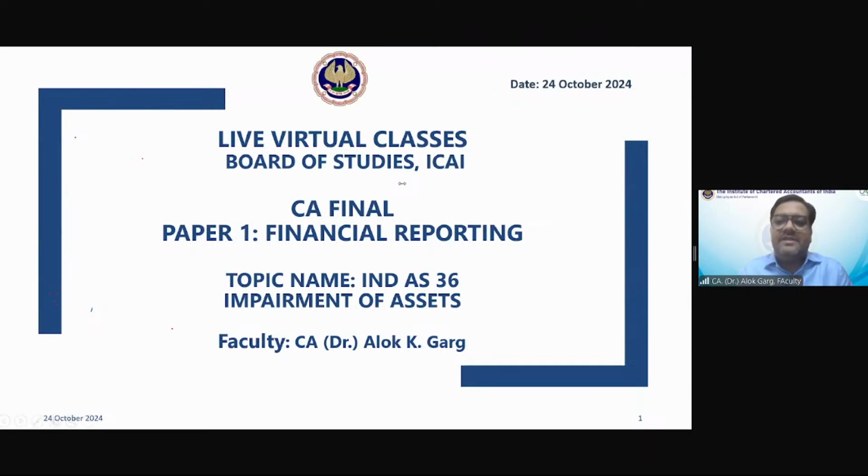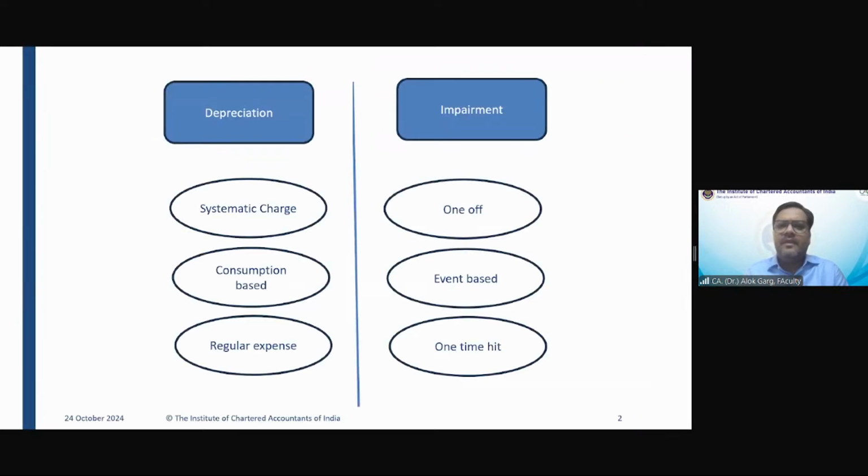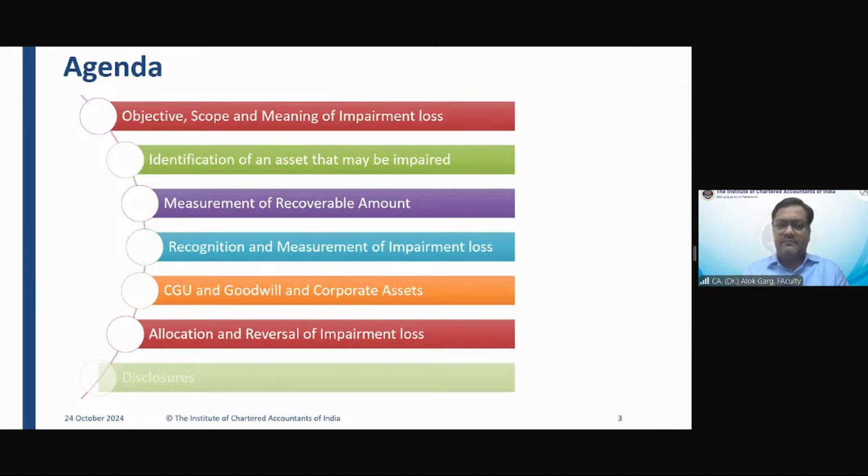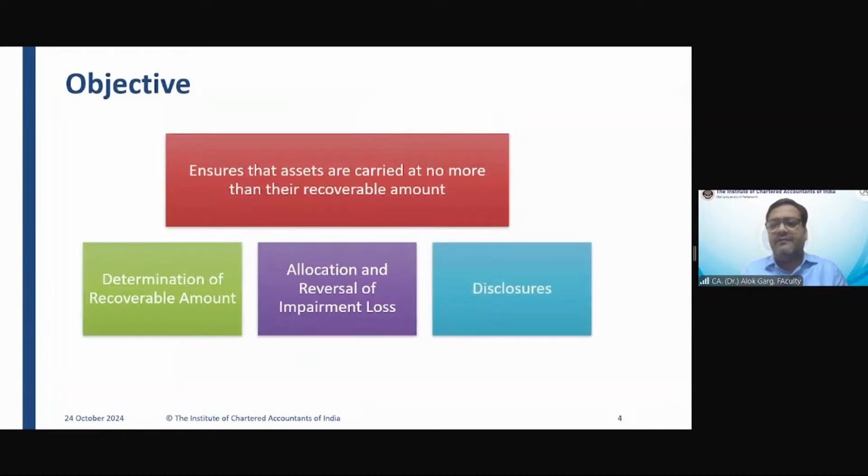So students, we started this standard on the 20th, and we discussed a few concepts like what is depreciation and what is impairment, and how impairment is different from depreciation. We discussed that impairment is a one-off activity which is event-based, and it is a one-time hit in the P&L. Then we talked about the agenda and objective.